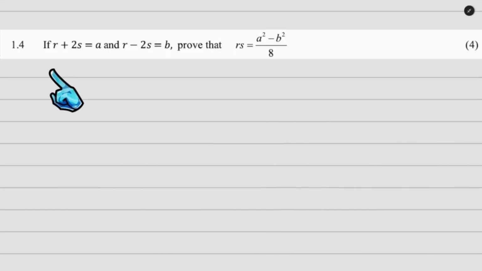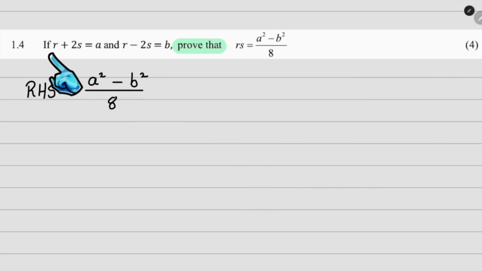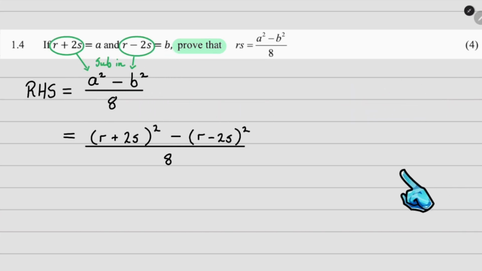Question 1.4 is a bit of a weird one. So we've got: prove that RS equals this thing, and we've been given these two equations. If they say prove that, it means that you're only allowed to work with one side of the equation. So it's normally the more complicated side you go for. So I'm going to grab the right hand side of this equation. And I've got an equation for A and an equation for B. So I'm just going to sub them into A and B. Just remember to use brackets when you do sub them in.